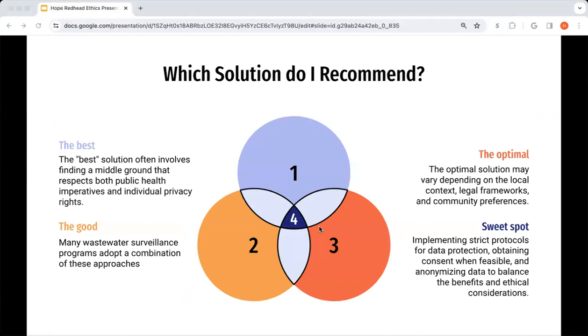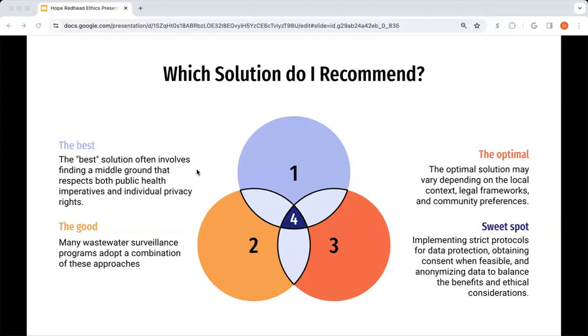So which solution do I recommend? There's no correct answer, and that's why I displayed it as a bit of a pie chart, because you need each. There's no one right solution, but the sweet spot is definitely implementing strict protocols for data protection, obtaining consent when feasible, and keeping the data completely anonymous to balance the benefits and the ethical considerations.